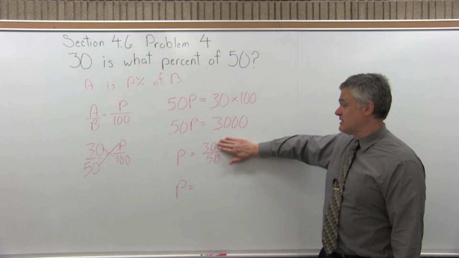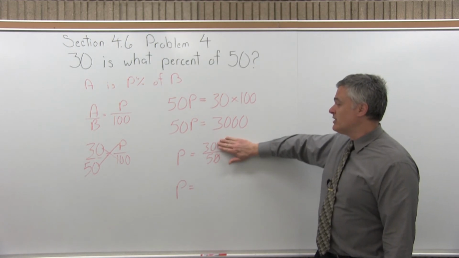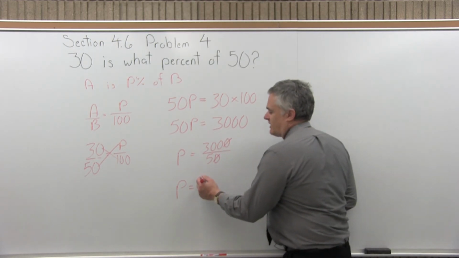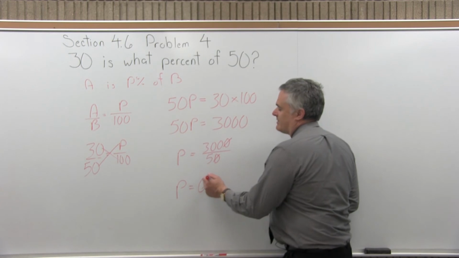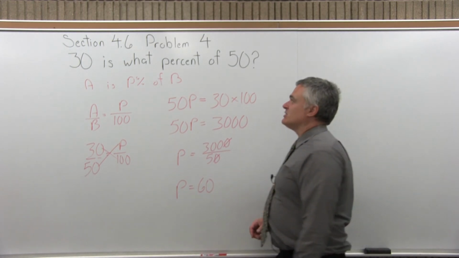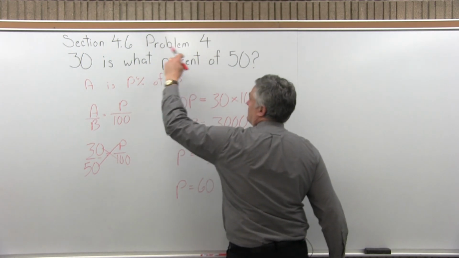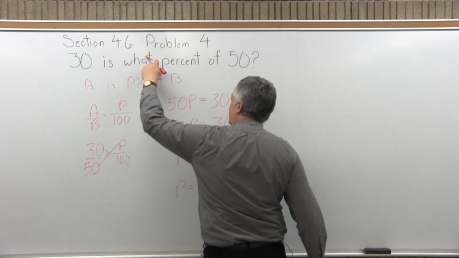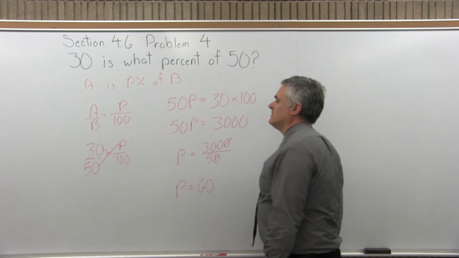5 divides into 30 6 times. So briefly ignore that 0. 30 divided by 5 is 6. Put the 0 back. It's 60. So P is 60. That's the answer. 30 is what percent of 50? 30 is 60% of 50.